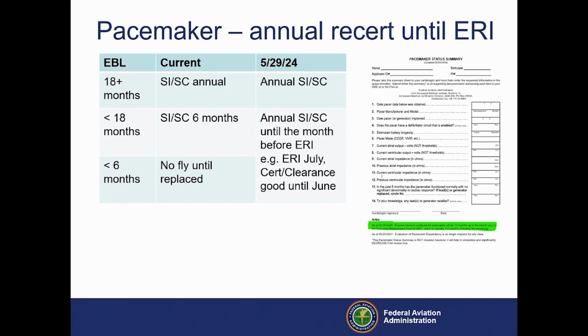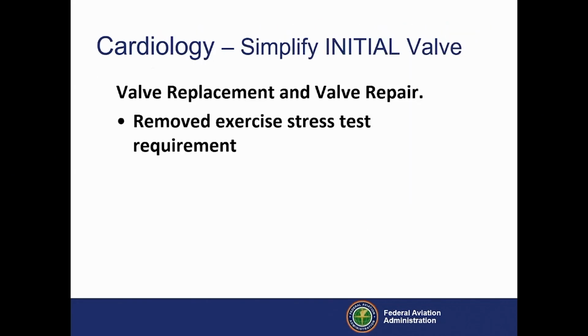They can stay on the special issuance until the month before their estimated replacement interval. So if their estimated replacement interval is in July, their special issuance will be good until June 30, so last day of the month. Pacemaker status summary was updated to reflect that, to show that the ERI interval is what we're looking for. But important for your pilots is it means that they don't have to sit down when they have less than 6 months left. However, if they have exceeded the ERI, and that would probably be very uncommon in private practice, then they would be grounded.